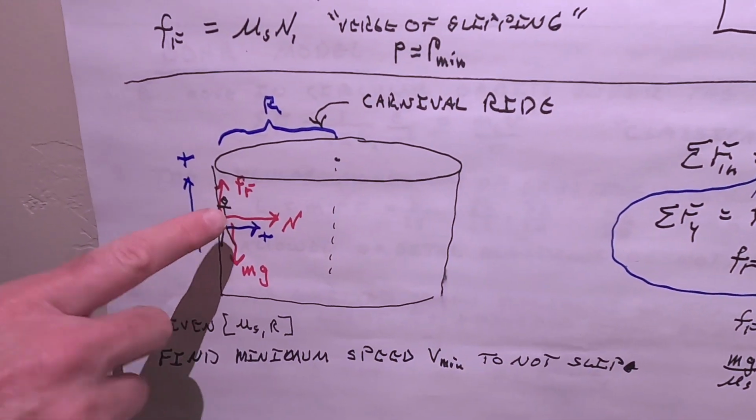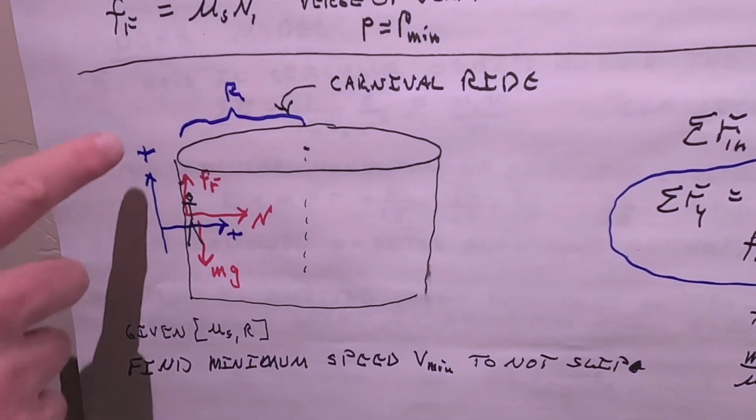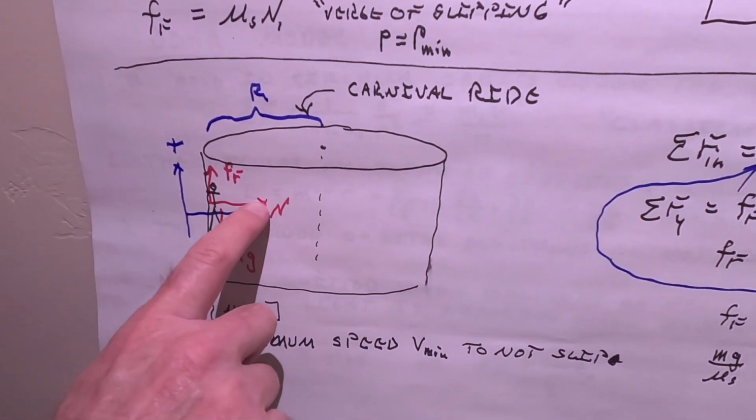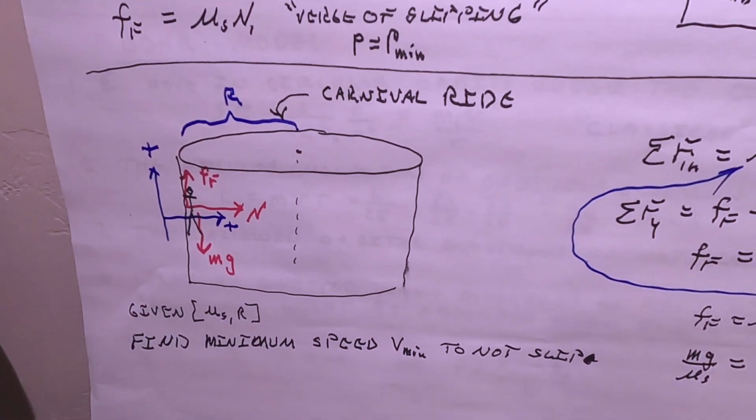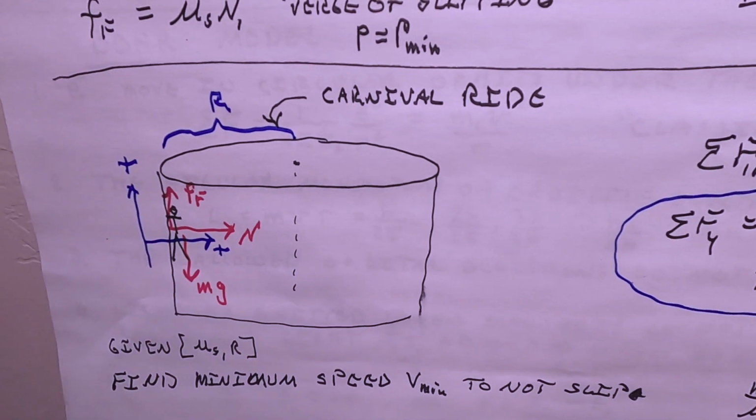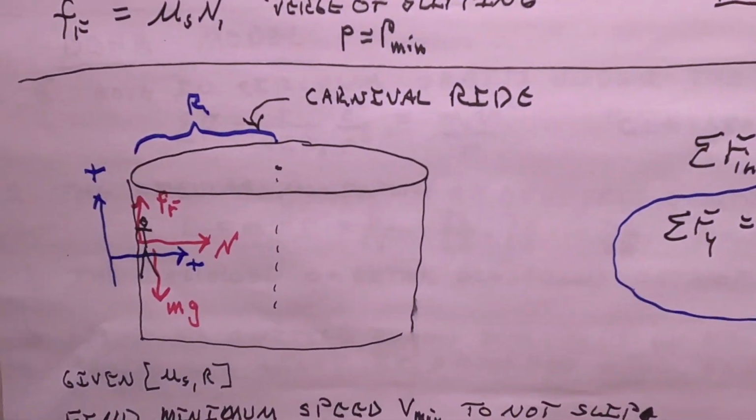Okay, so now what are the forces on this right here? Since we're going in a circle, we do want to put one axis toward the center of the circle. The other one, it doesn't matter, we'll call up positive. What do we have? We have a normal force, the surface pushing in on you. We have the friction keeping you from going down, and we have mg going downward right here. And this r is the radius of the circle.